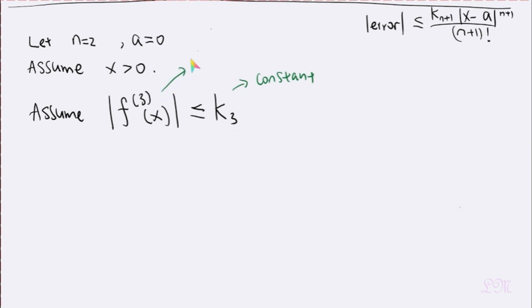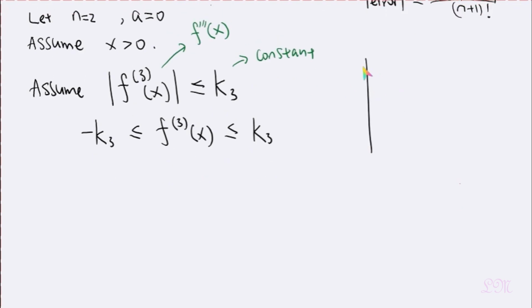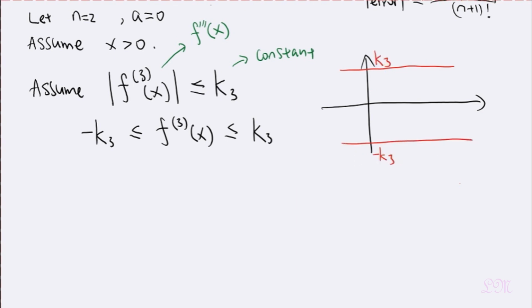I am also using a weird notation here for the third derivative of f of x. This is the same as f triple prime of x, but we will also be dealing with f double prime and f prime in this proof as well. That's way too many primes, so that's why we're using this different notation here. Now we're done setting things up so we can start the proof. Absolute values are confusing, so why don't we just rewrite this absolute value inequality? Graphically, our inequalities are telling us that our third derivative of f of x is bounded below by negative k sub 3 and bounded above by k sub 3.